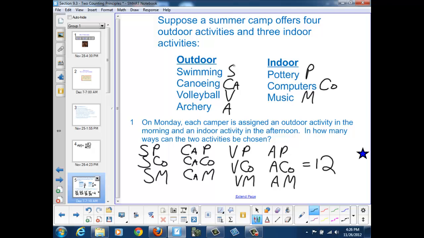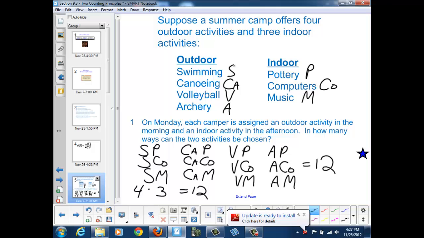Now, if we had to outline every time we had a situation like this, that could take a lot of time. So what we're looking for is a method to determine this total of 12 without having to detail every instance. What we can see is that for every one of my first activities, I have 3 possibilities. So if I have 4 possibilities in the morning and 3 possibilities for each of those 4 morning activities for an afternoon activity, I end up with a total of 12. So I multiply 4 times 3 and I get 12.